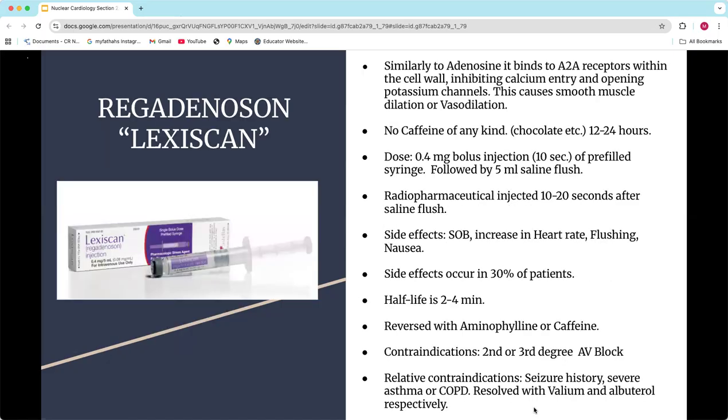All right, so now we're on to the golden one, the good old one that you've probably all seen and likely used if you've done hearts by now. That's regadenoson. Regadenoson is kind of like a cousin to adenosine, but they've made it in such a way that we can use it a little more efficiently, and the side effect profile has gone way down from what adenosine was. It works in a very similar way. It binds to the A2A receptors in the cell wall, causes that relaxation and opening up of potassium channels, and smooth muscles relax and dilate.